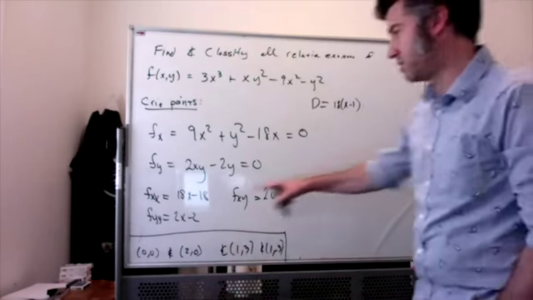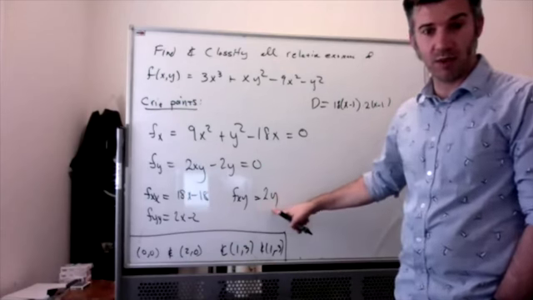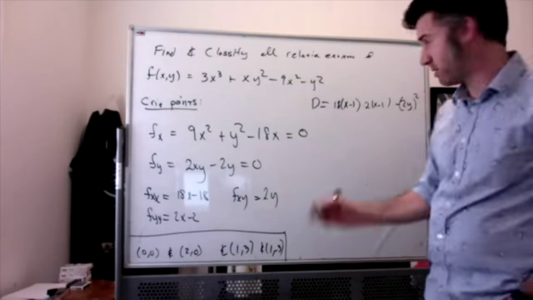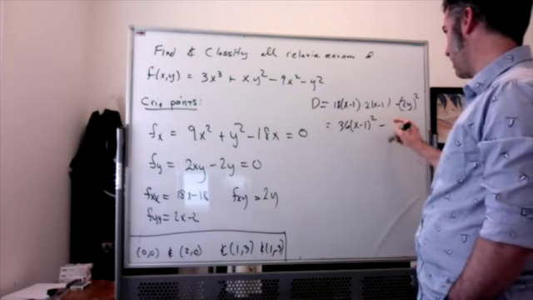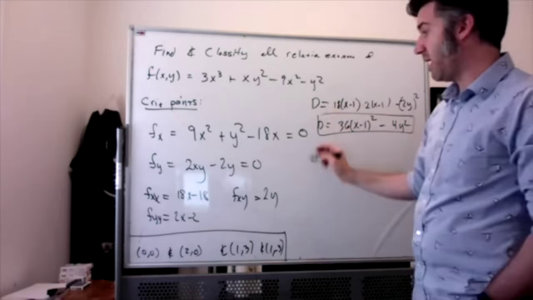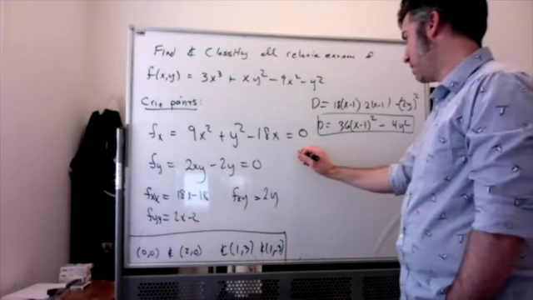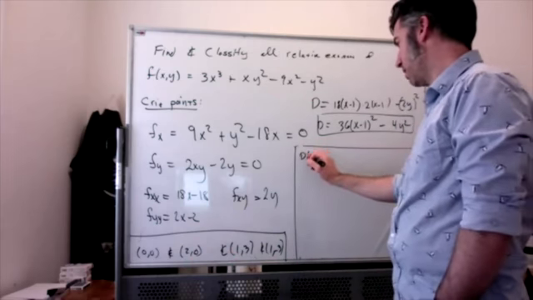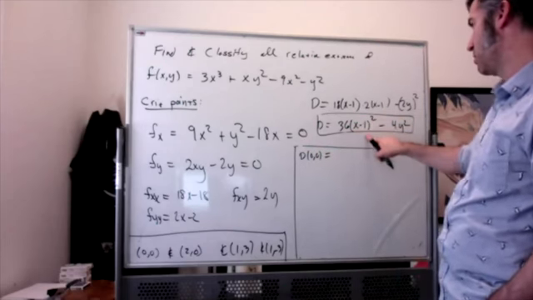Okay. And so this is 2 times x minus 1 minus this quantity squared. Simplifying this just a tiny bit, this is equal to 36 times x minus 1 squared minus 4y squared. And then I have to evaluate this at each of these 4 places. So this determinant at 0, 0 is, let's see, plug in 0, you get 36 times 1 minus 0.